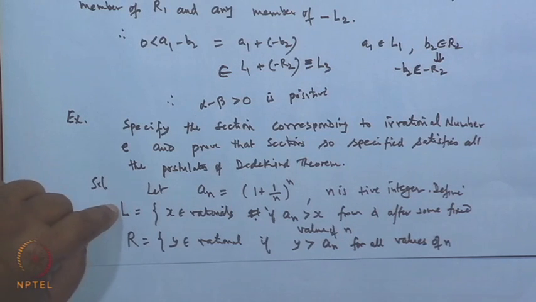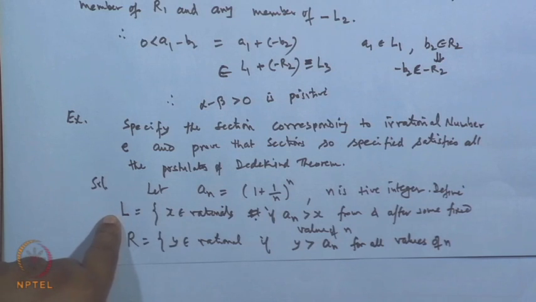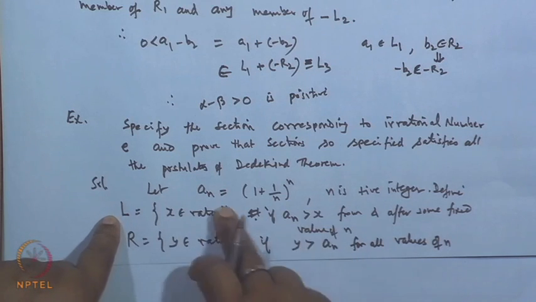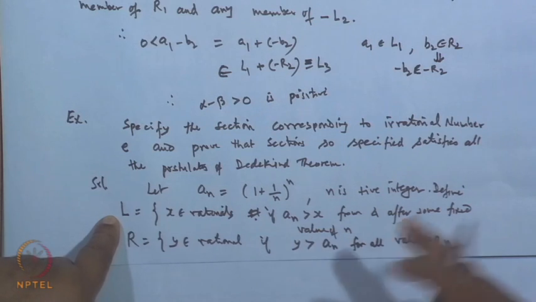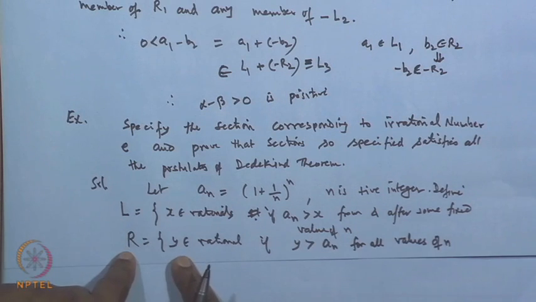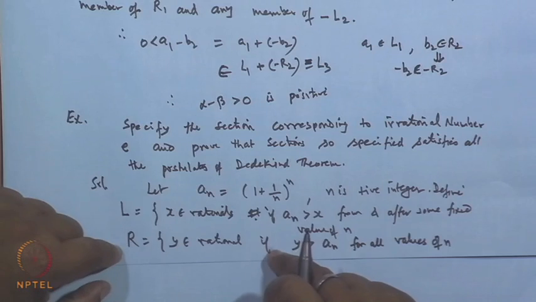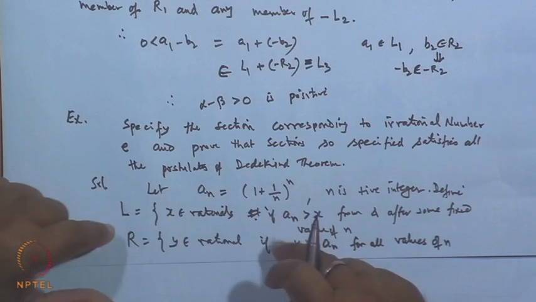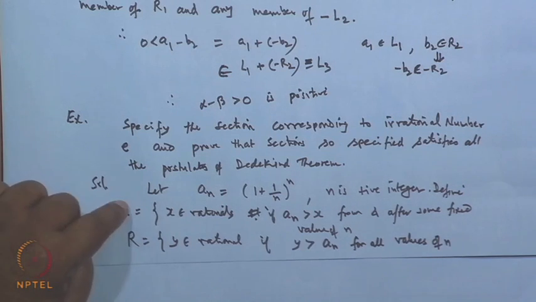So, for the lower class, I am defining the element x, a rational number, to belong to the lower class if a n is greater than x after a certain stage, say n is at n naught, and R consists of those rational numbers p greater than a n for each n. We claim that the way in which we have defined this will satisfy all the conditions of Dedekind's theorem. So, what is the first condition? Both the classes L and R must be non-empty.